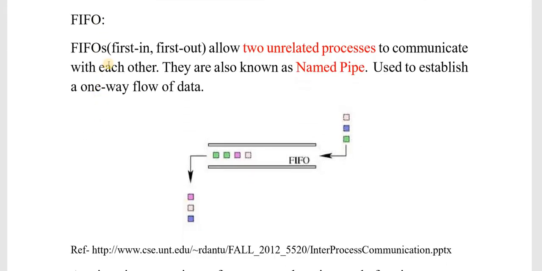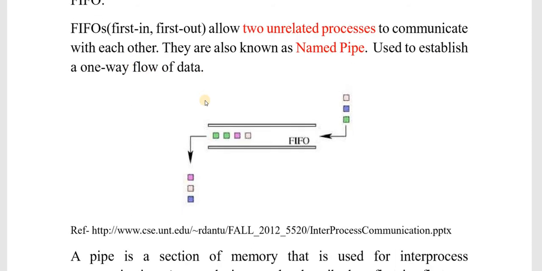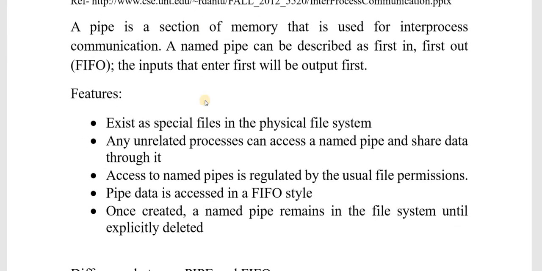So what is FIFO? FIFO stands for first in, first out. It allows two unrelated processes to communicate with each other. They are also known as named pipes. It is used to establish a one-way flow of data. A pipe is a section of memory that is used for inter-process communication. A named pipe can be described as first in, first out, that is FIFO. The inputs that enter first will be output first.